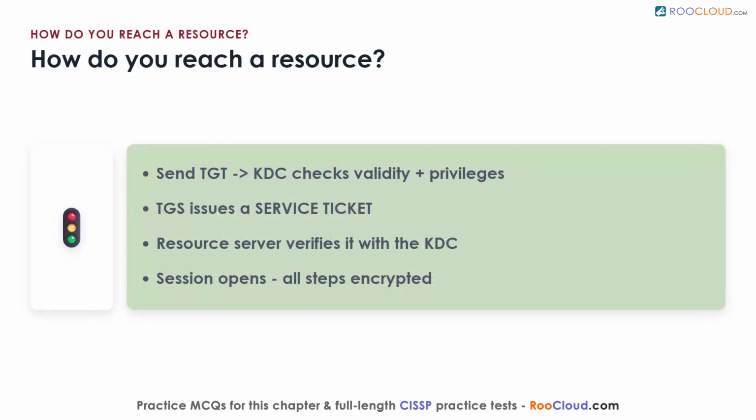Then how do you reach an actual resource? By trading your ticket granting ticket for a service ticket. The client sends the ticket granting ticket back and asks for access to a resource. The center checks that the ticket is valid and that your account has the privileges for that resource. Then the ticket granting service issues a service ticket.